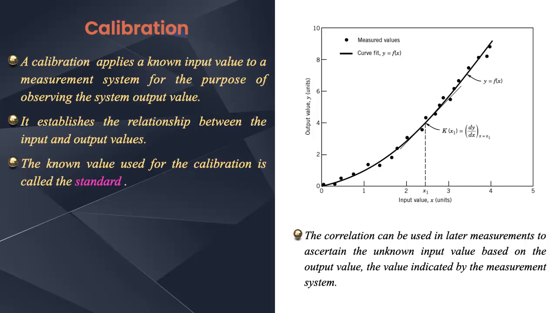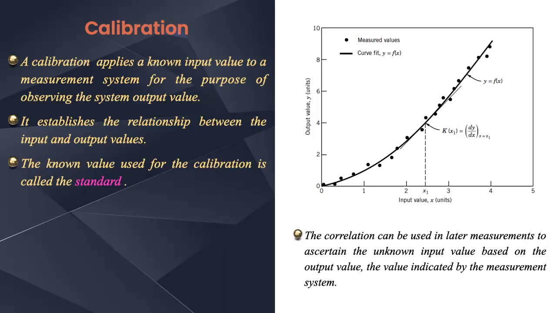So the known value that we input to the system is called the standard or the reference value. In any calibration process, the input that we apply has to be a standard input or a reference input that is not subject to change. So what is the purpose of this calibration process?